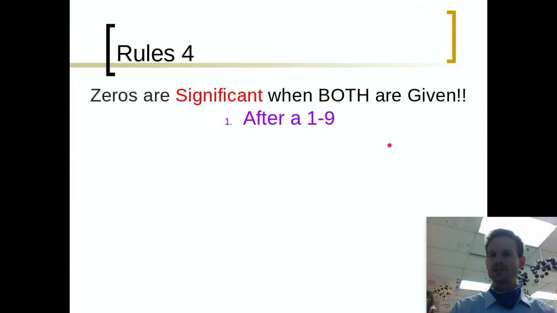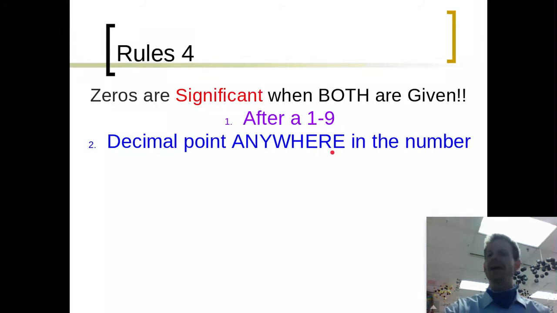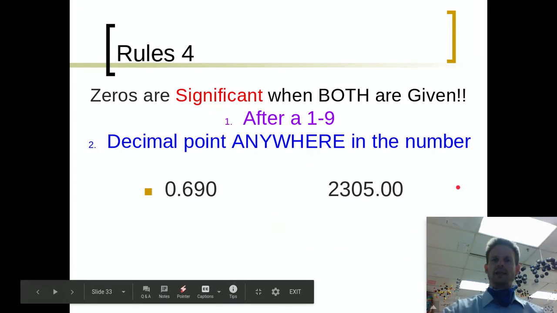So they're after a digit that we already classified as significant. That's checkbox 1. If you can say that, you're good. Okay, but you also have to do this. There's got to be a decimal point somewhere, anywhere in the number. Okay, so they got to be after a 1 through a 9, and there's got to be a decimal place somewhere. Okay, so let's try these 2 out. So let's look at it.